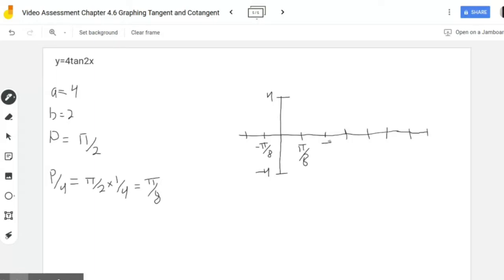Now we're going to be counting by pi over 8, so the next one would be 2 pi over 8, or pi over 4, and so on and so on. So our last one would be pi over 2. Then if we fill up the gap, it would be 3 pi over 8.